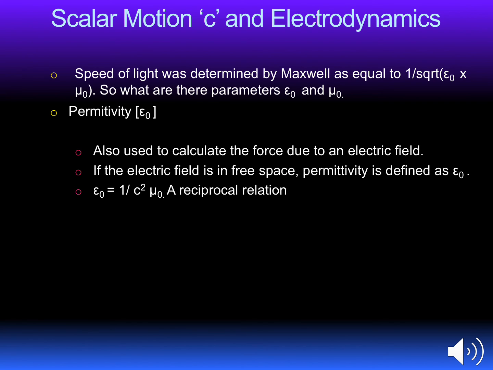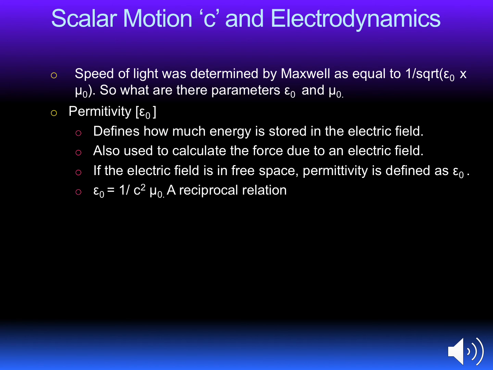Permittivity is epsilon 0, and it defines how much energy is stored in the electric field. It's also used to calculate the force due to an electric field. If the electric field is in free space, permittivity is defined as epsilon 0. And epsilon 0 is equal to 1 divided by c squared times mu 0. So again, we see this reciprocal relation.